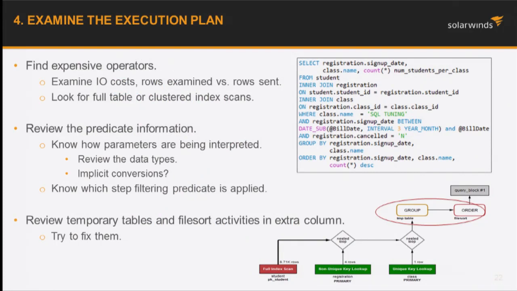Okay, we got the execution plan. Now what do we do with it? Well, what I like to do, and we kind of alluded to it here, is you find the expensive steps. And you look at them. You look at I/O costs. I always, like I said, look at rows examined, rows sent. Look for full table or clustered index scans. Know your predicates. Filtering predicates.